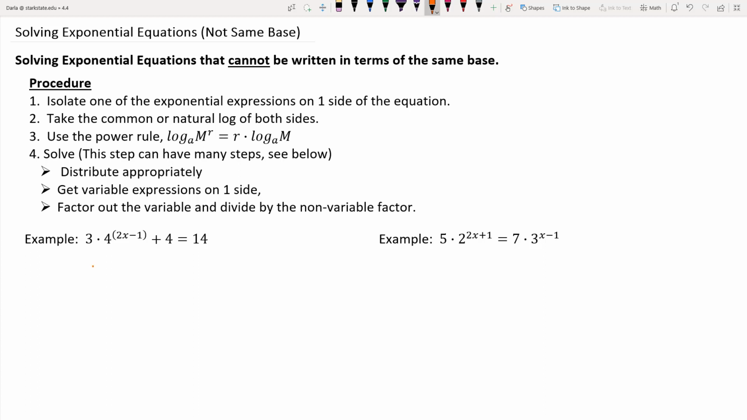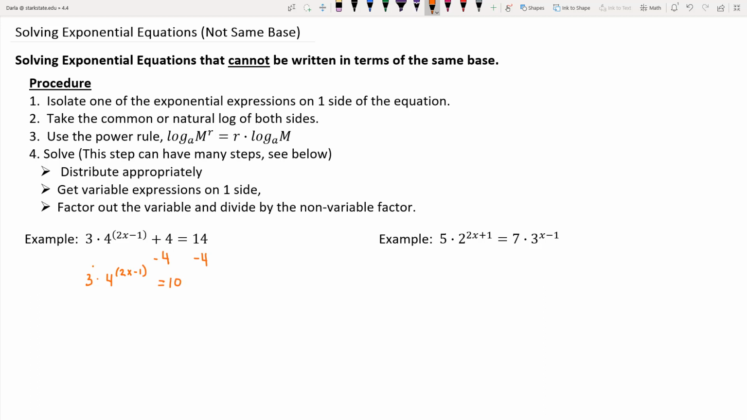We have 3 times 4 to the 2x minus 1 plus 4 equals 14. The exponential expression is the 4 to the 2x minus 1. So that's what we want to isolate. So I'm going to start off by subtracting 4 from both sides of the equation, which leaves me 3 times 4 to the 2x minus 1 equals 10.